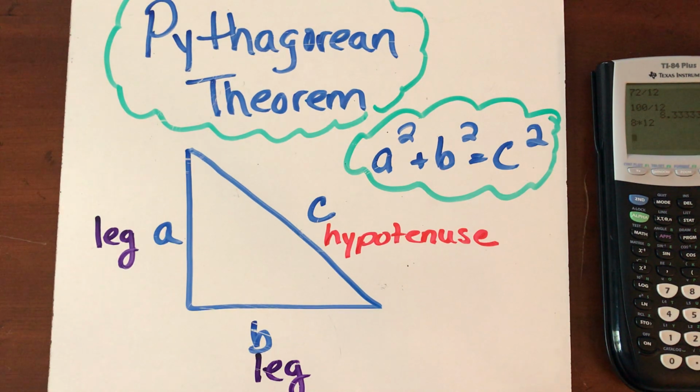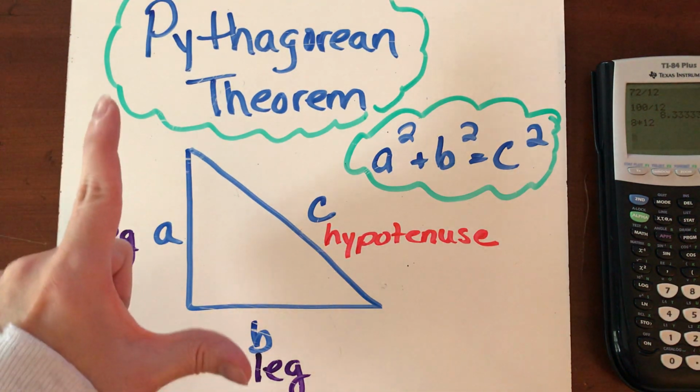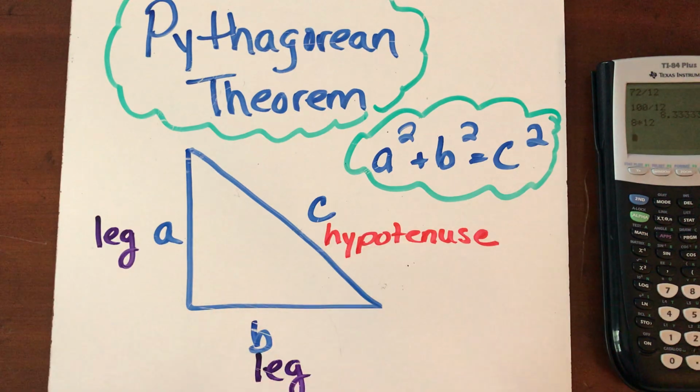All right, remember the Pythagorean theorem is only used on a right triangle, and it's to prove that it's a right triangle, and it's a squared plus b squared equals c squared. Your a and b are your legs. Remember, they make that letter L for legs, and C is your hypotenuse.